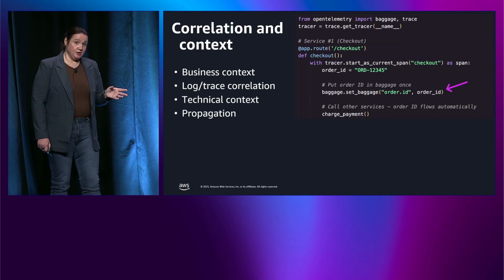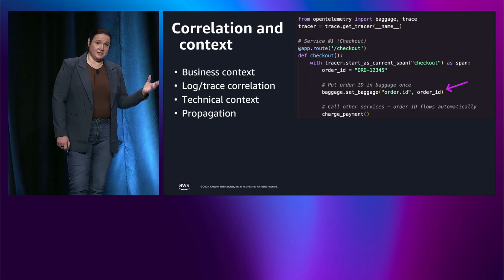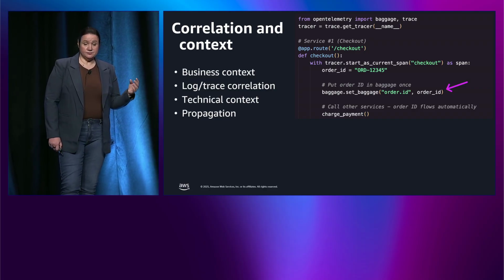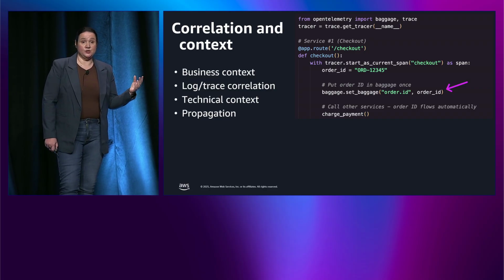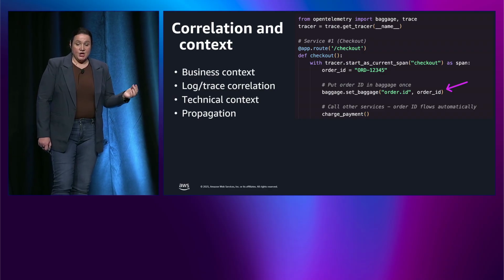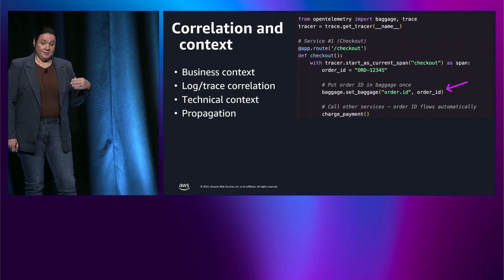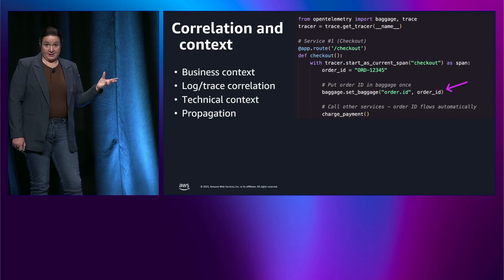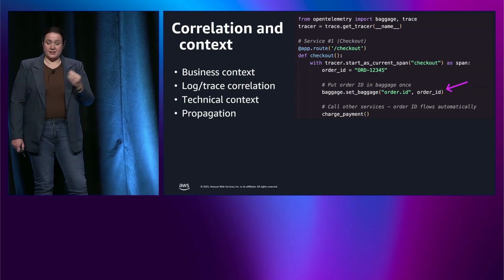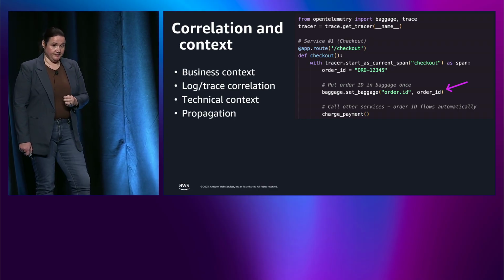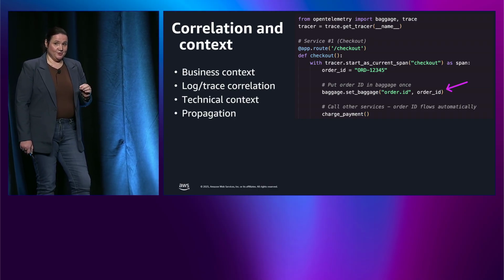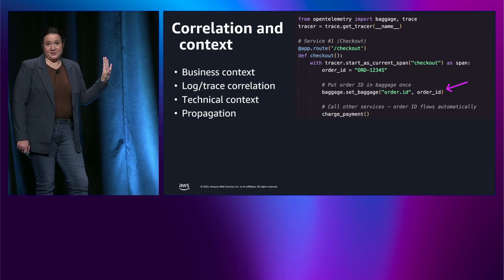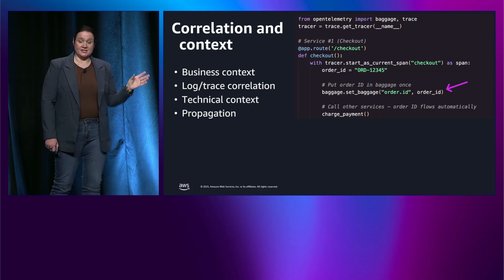Now, sometimes you might need to propagate the context, the business and the technical context. One way you can do that is by using baggage. With baggage, you can set the attribute once and it's available everywhere. But it is really important to remember that this isn't for business logic. It doesn't replace caching. This is for telemetry data. But as I said, you set this once and it's available everywhere.